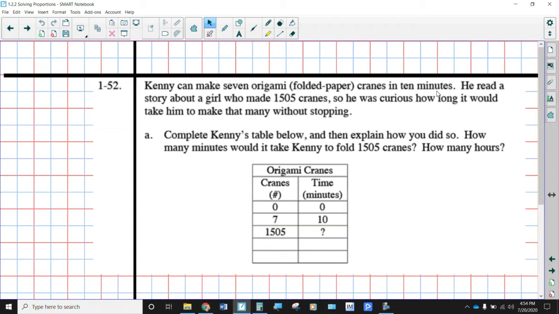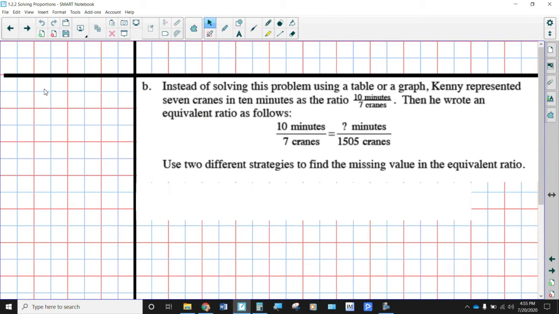Okay, so we read the story about the girl who made 1,505 cranes. So he was curious how long that would take if he were to do it, if it was possible to continue doing it without stopping, right? No restroom breaks, no going to sleep, no eating, nothing. Just going straight through. How long would that take? So our job is to complete this table and figure out what number goes here. These questions that are being asked, we're not going to do right now. We're going to go through a bit of a process and then declare the answer within that process.